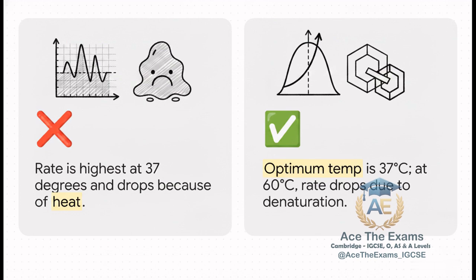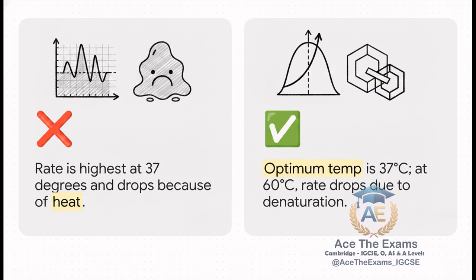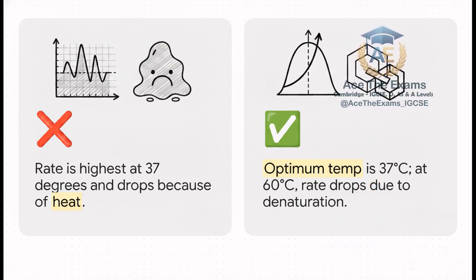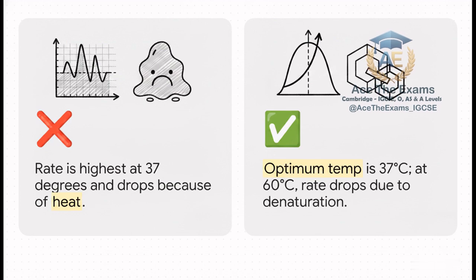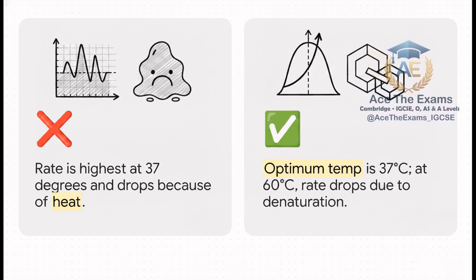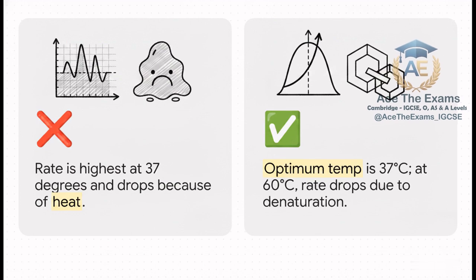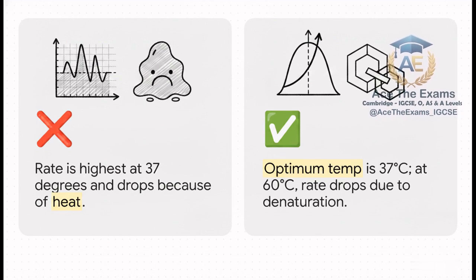Now compare that to the elite candidate's response over on the right. The optimum temperature is 37 degrees Celsius at 45 arbitrary units. At 60 degrees Celsius, the rate decreases to 5 arbitrary units due to denaturation of the active site. See the difference? The right side uses specific data points. It uses the phrase optimum temperature instead of just saying highest, and crucially, it names the active site rather than just vaguely stating the enzyme dies. This is exactly how you secure those marks.